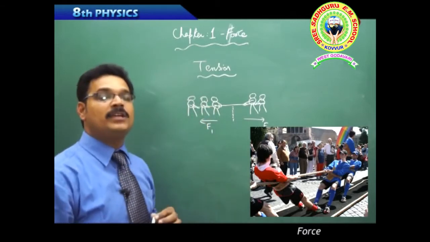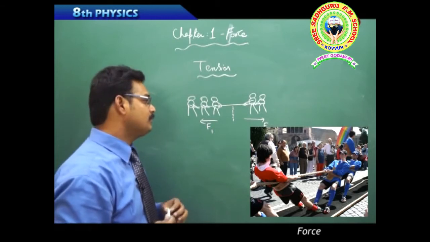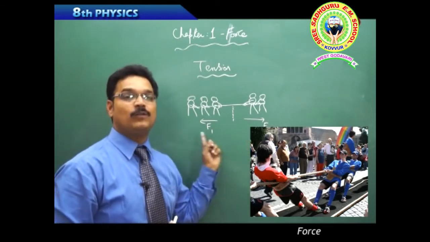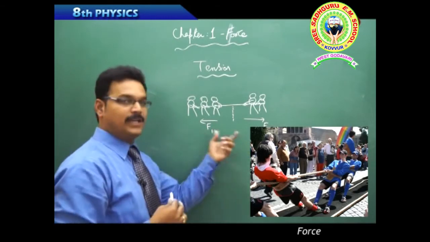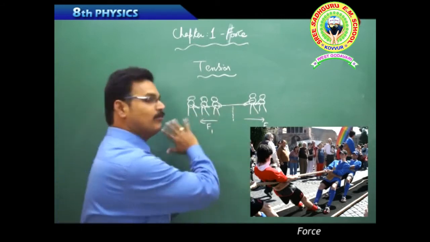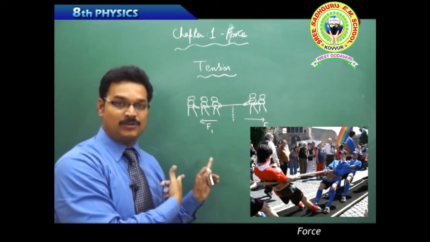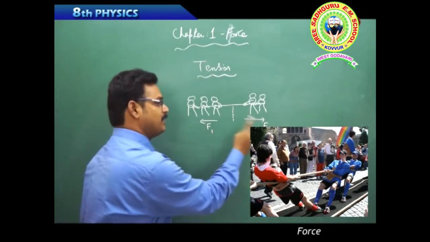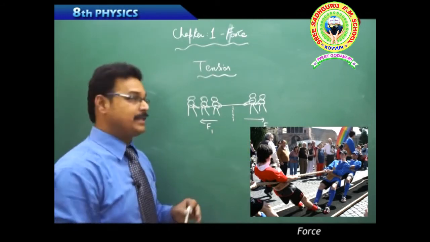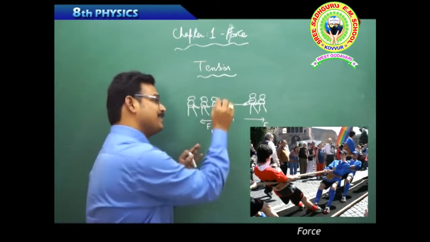So here one thing you have to understand: when the forces F1 and F2 are both equal, then they won't move. They are stable because the net force acting on them is 0. In the previous example, as I told you, when one force is balanced by a counter force, then the net force acting on the rope is 0.